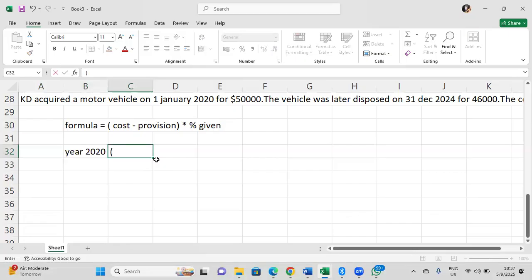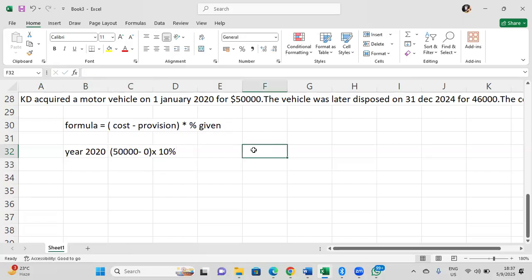In the first year, cost is 50,000 minus the provision, the depreciation calculated previously. In the first year, the provision will be 0 because we have not yet calculated any depreciation. Then you say times the percentage, the depreciation rate of 10%. So 50,000 minus 0 times 10% gives 5,000. That's our depreciation for the first year.